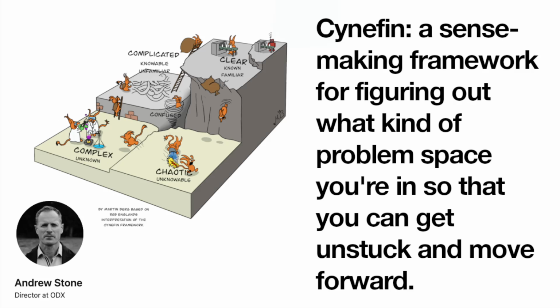But what about that space in the middle? What happens when you have no idea which domain you're in? That's the fifth domain. It's called disorder, sometimes confused or aporetic. And it's characterized by cacophony. Cacophony of competing ideas. Different people think the problem is simple. Others think it's complex. Others are screaming that it's chaotic.